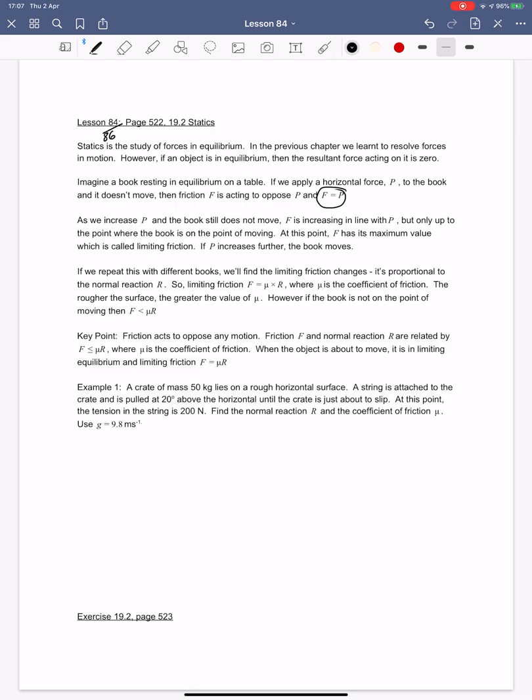Okay, I like to do examples of these. And here is one. A crate of mass 50 kilograms lies on a rough horizontal table. So there's your crate, 50 kg. Straight away from the centre, we've got 50g downwards, and then we've got the normal reaction upwards. 50g is 50 times 9.8, which is 490 newtons.